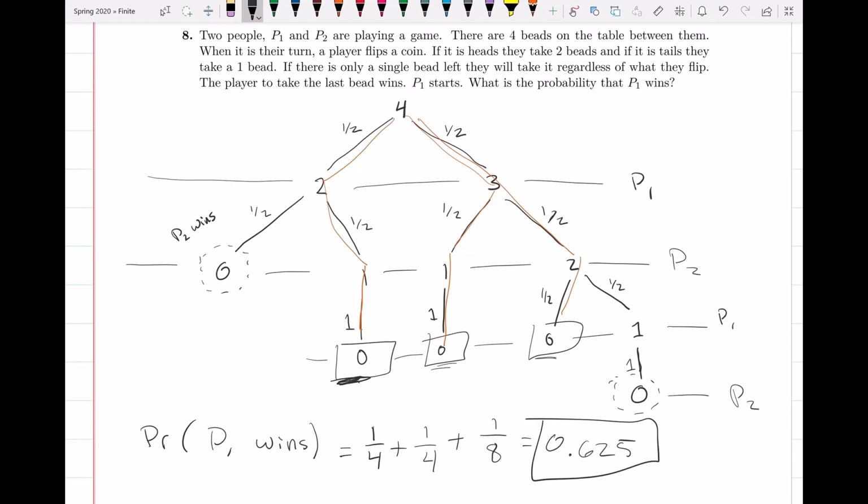That's our final answer. And so what this means is that player 1 has a slight advantage in this game. It's not a fair game. It's not really a game in a game theoretic sense. It's just a dice rolling thing, but we can call it a game.